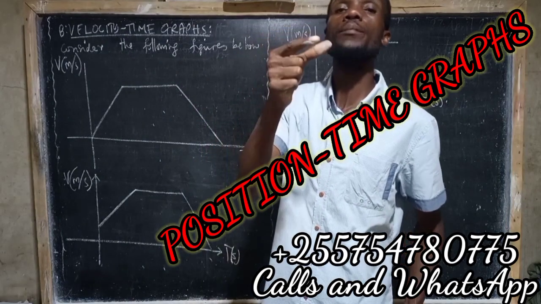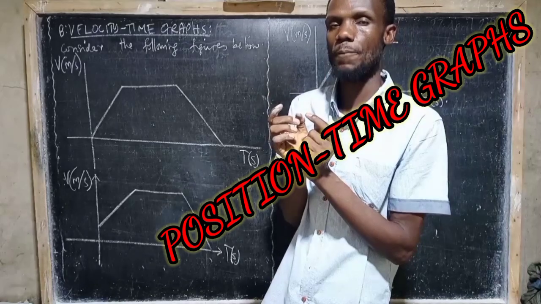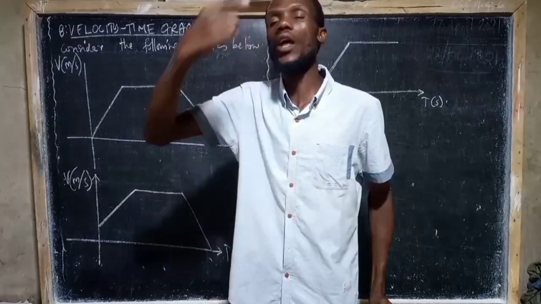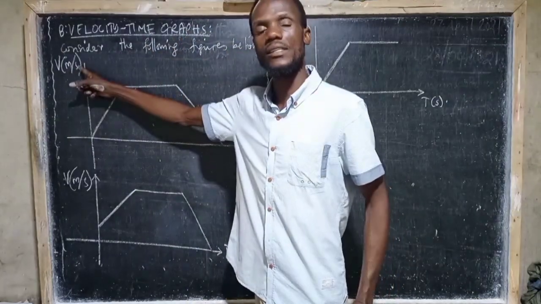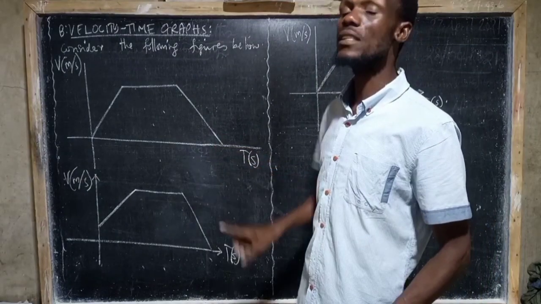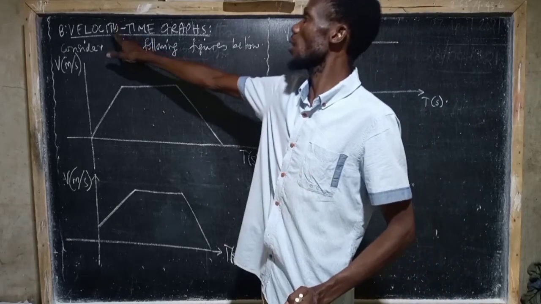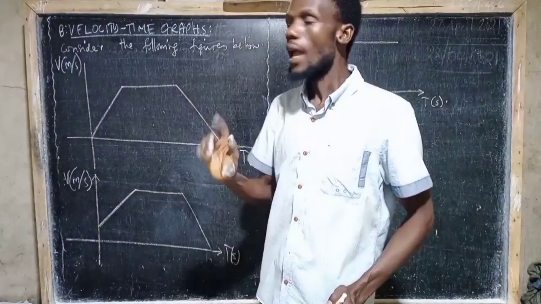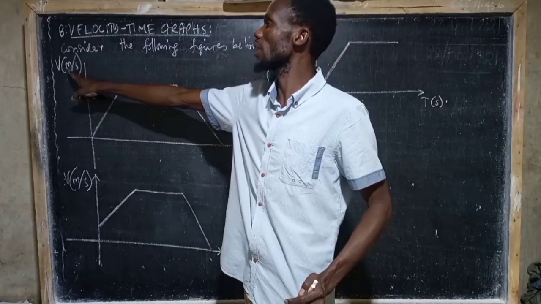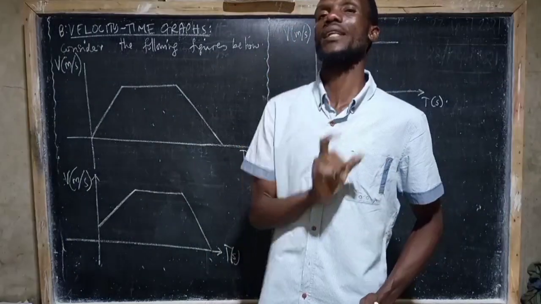This is the most important part when you are just talking about the graphs, the position-time graph. The velocity-time graph means that the velocity is plotted on the y-axis and the time is plotted on the x-axis. That is the meaning of the velocity-time graph. It is the velocity against the time, and the time should be given in seconds and the velocity should be given in meters per second. That is the most important thing that you have to understand.